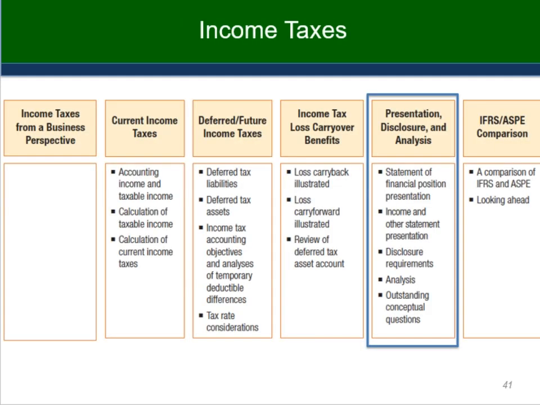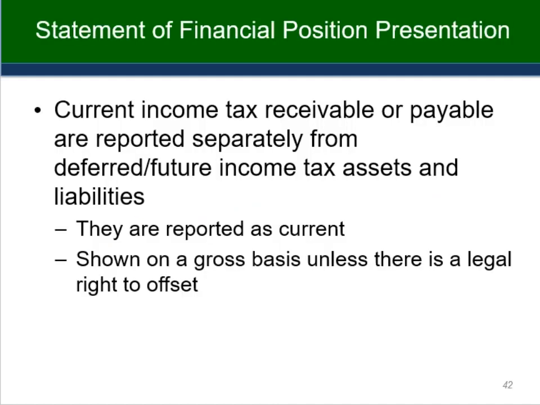Last portion, well, I guess the second last portion, presentation, disclosure, and analysis of the accounting for income taxes. On the statement of financial position, the current income tax receivable or payable are reported separately from deferred future income tax assets and liabilities. So they're reported as current because they need to be paid to the government this period, or they would be receivable this period. So if it's a refund, we would be setting up the receivable. So it's just like any other accrued liability or accrued receivable amount.